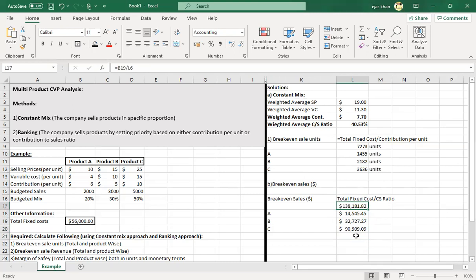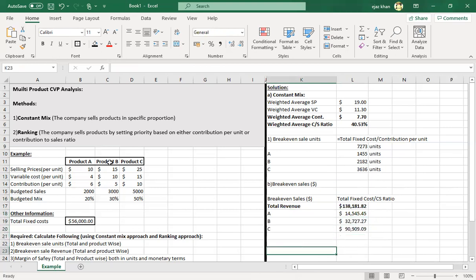So the total revenue figure, if it is required directly, then we should use the formula. Otherwise, we should simply multiply the units of each of the three products by the prices of the three products to get the revenue figure on a product by product basis. So this is what we need to generate in case we want to be at break even.